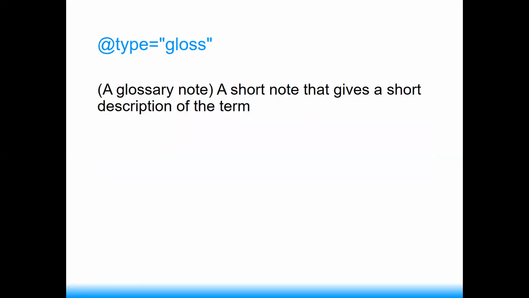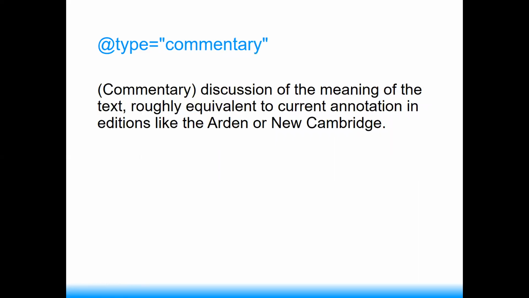These are the definitions that we give in our schema. The note type equals gloss is a short note that gives a short description of the term, generally a single word or a single phrase that aims to provide a paraphrase. The commentary note is a discussion of the meaning of the text, roughly equivalent to current annotation in editions like the Arden or New Cambridge, and these can be as long as you need them to be.